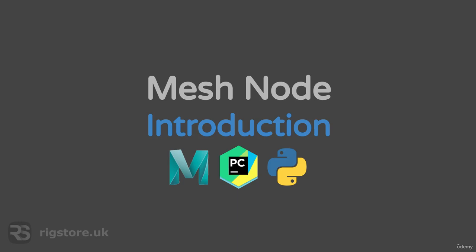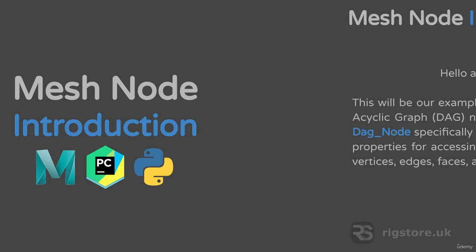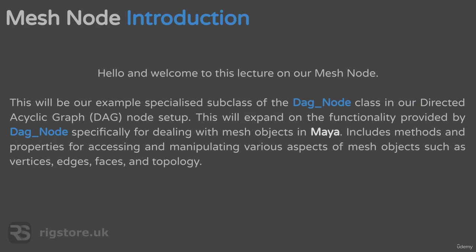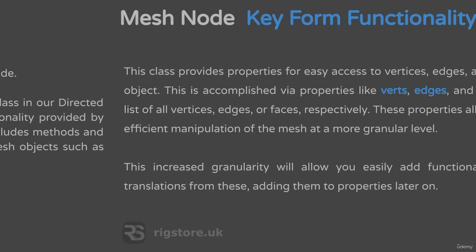Hello and welcome to this lecture on our mesh node. This will be our example specialized subclass of the DAG class in our directed acyclic graph node setup. This will expand on the functionality provided by DAG specifically for dealing with mesh objects in Maya, including methods and properties for accessing and manipulating various aspects of mesh properties, such as vertices, edges, faces, and topology.